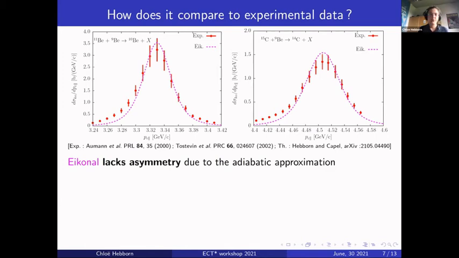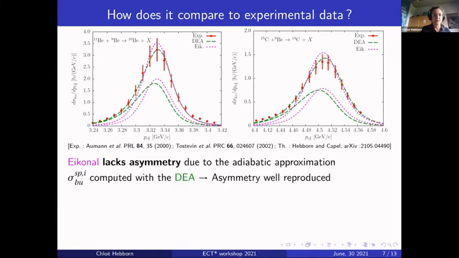So if you want to improve the way we describe this reaction, what we did is that we computed the diffractive breakup part with the dynamical model, so with the dynamical eikonal approximation, and we obtain this green line. And you can see that in both cases, using this dynamical model to compute the diffractive breakup contribution is actually improving a lot the theoretical description, and the asymmetry is well reproduced, and the agreement with the data is very good.